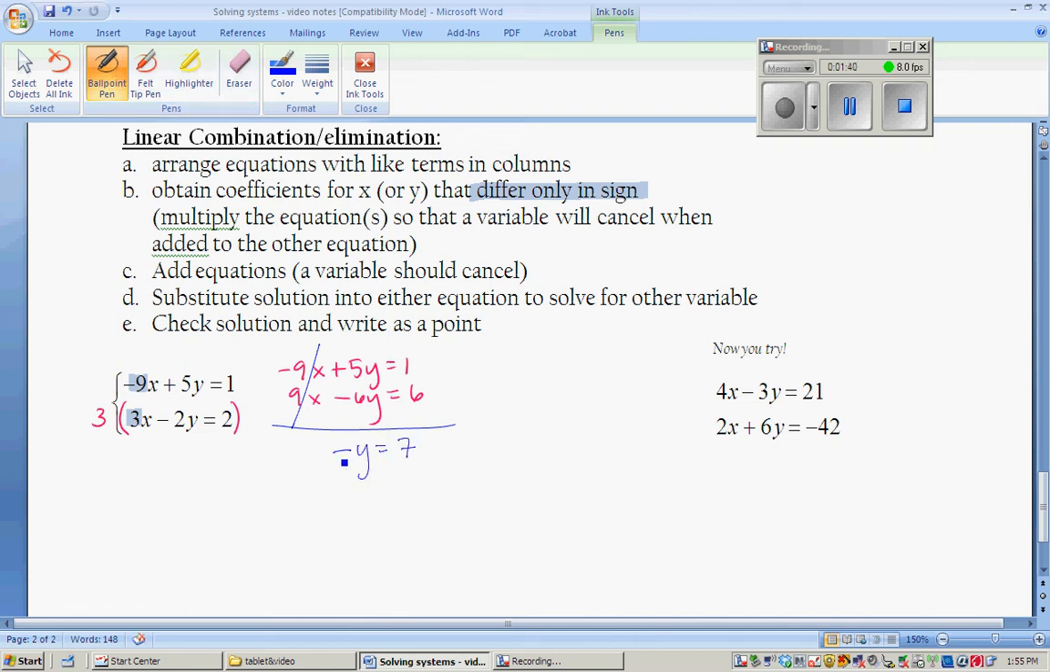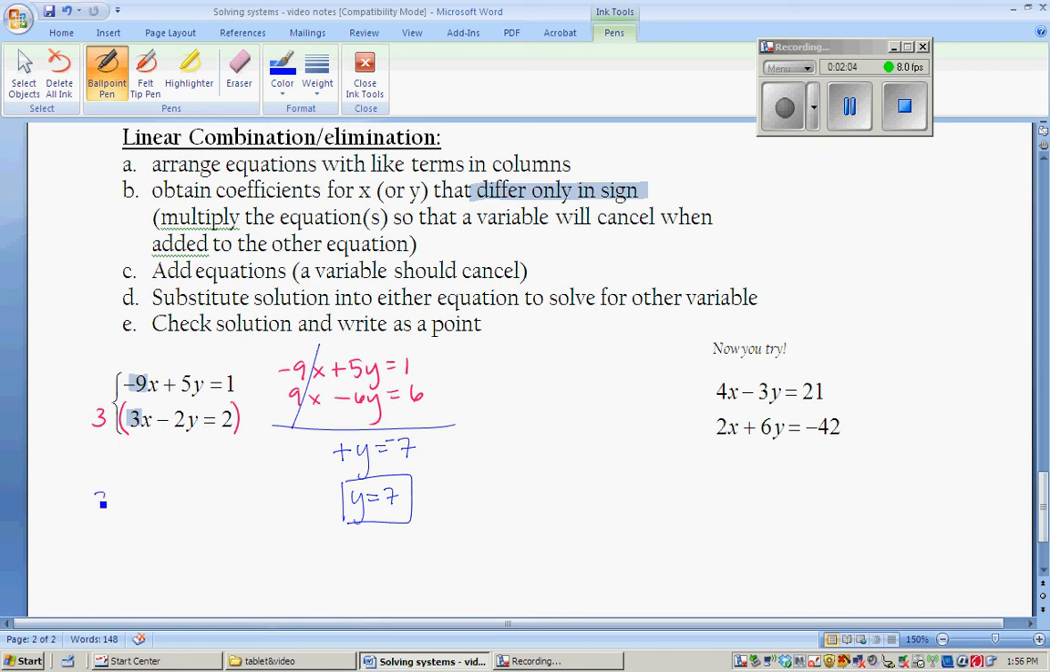Now no one cares what negative y is, we want to know what y is equal to. So I'm going to multiply both sides by a negative 1, and I get that y is negative 7. Again, this is a coordinate point, so we need to find out what x is. And you can plug y into any of the equations that you have here. I'm going to choose the bottom equation because it seems the least troublesome.